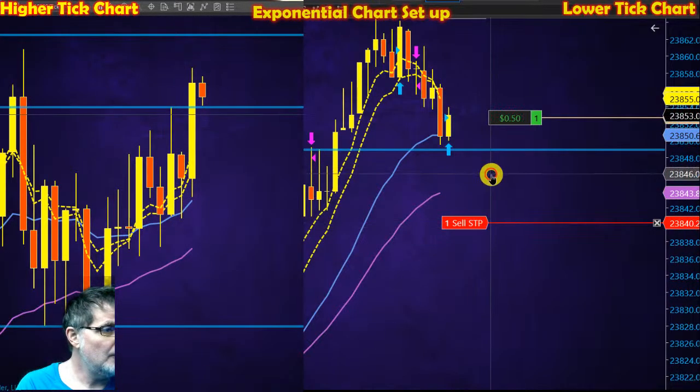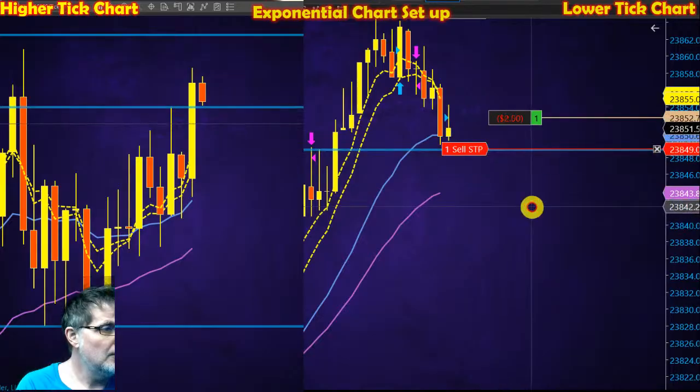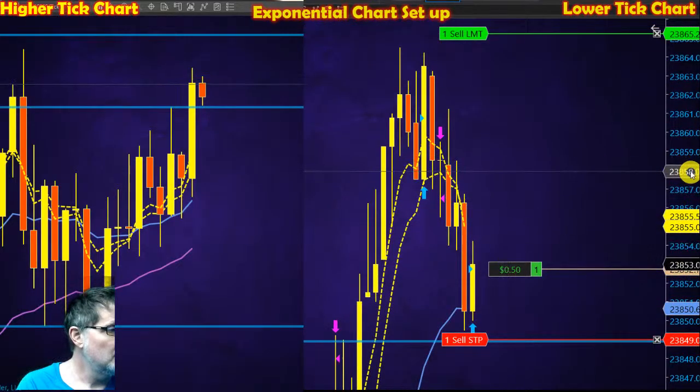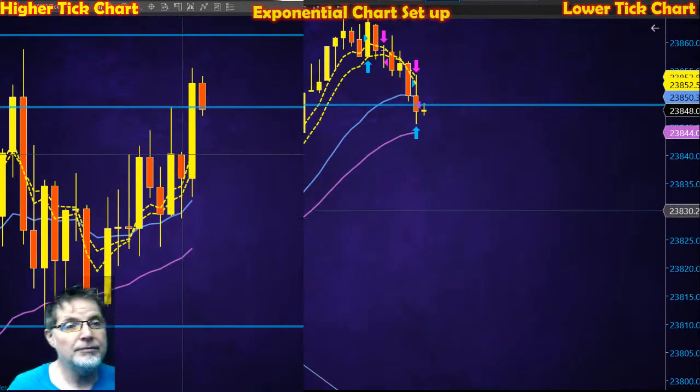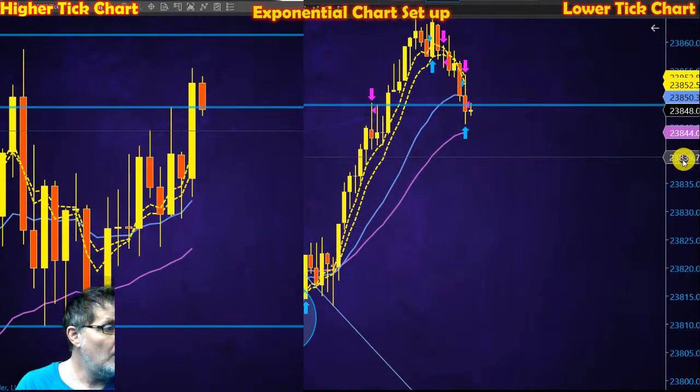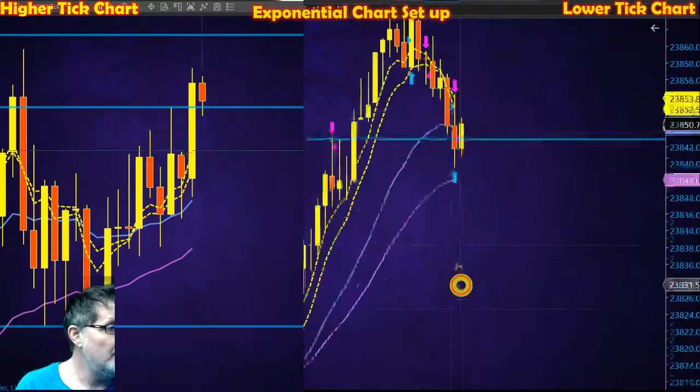Order filled. See if it'll get right here. That's the 20. Go up. Stop filled. No, it didn't want to. Okay. Well, hey, maybe it'll come all the way down. I'll keep trying it all the way till this moving average.